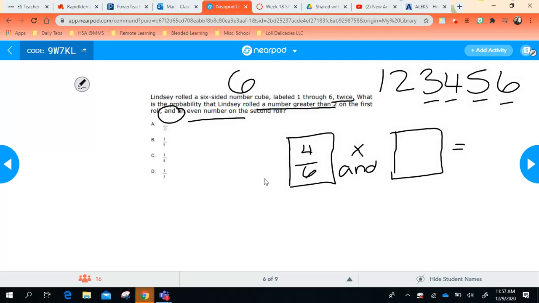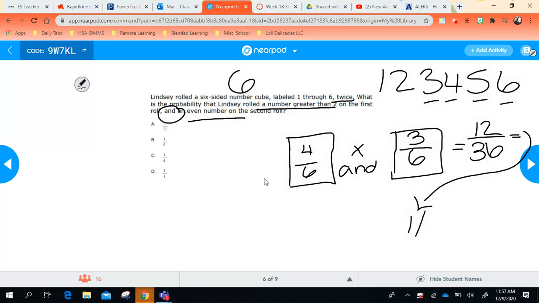Okay, so Christopher, what is my probability for picking an even number? 3, 6. So when I multiply, I have 4 times 3 is 12, and 6 times 6 is 36. Perfect. And when I simplify, it gives me 1/3. Looks good. And my answer is D.